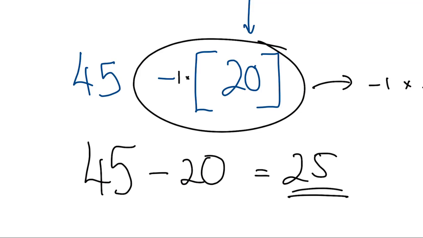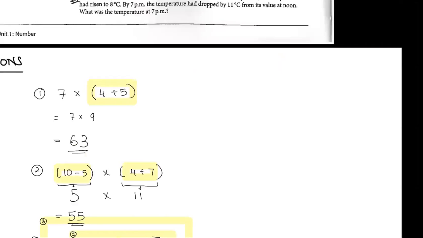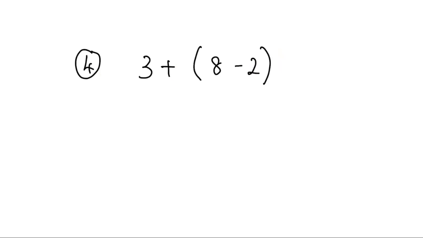All right. So this one only shows you the subtraction, multiplication, addition, and the bracket. What if there's indices involved? So let's try. Question number 4: 3 plus (8 minus 2) squared.